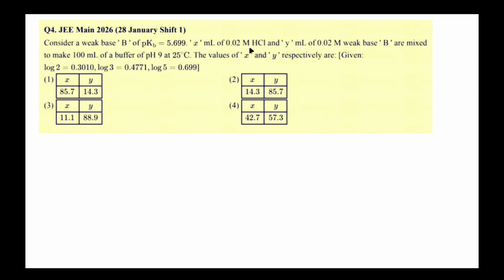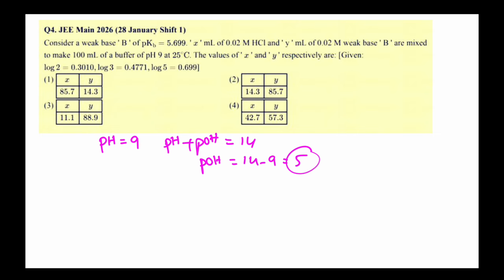So here a strong acid and a weak base are mixed. That is nothing but a basic buffer solution. The buffer pH value given is 9. pH value 9 means pH plus pOH is equal to 14. From that pOH is equal to 14 minus 9, that is 5. So this is a basic buffer solution.